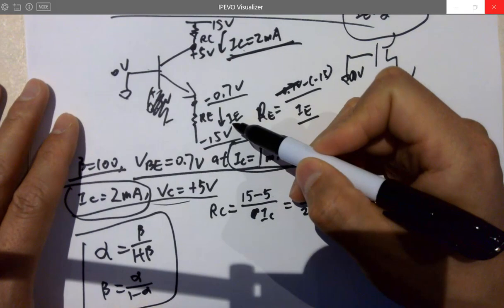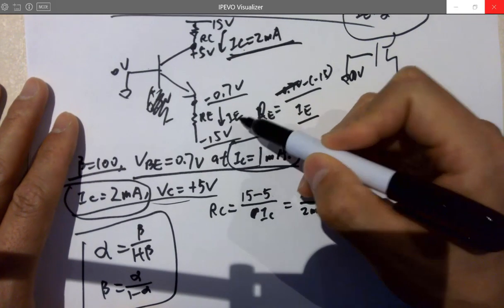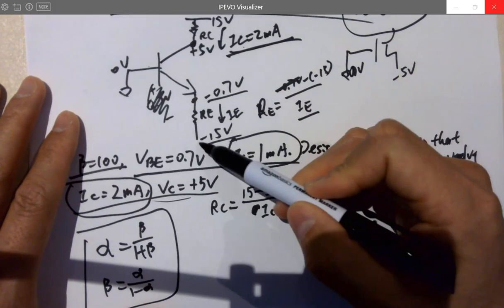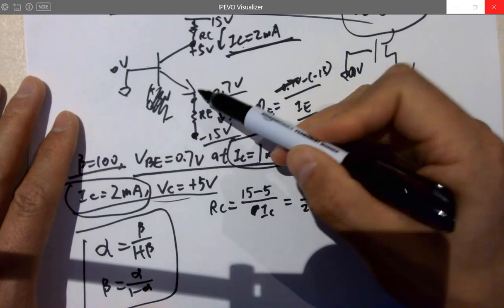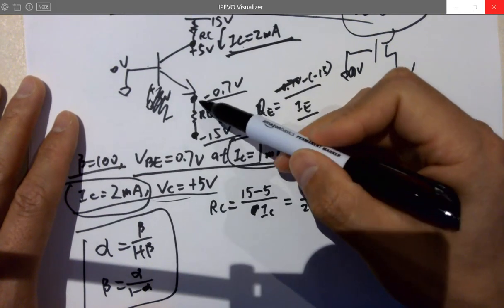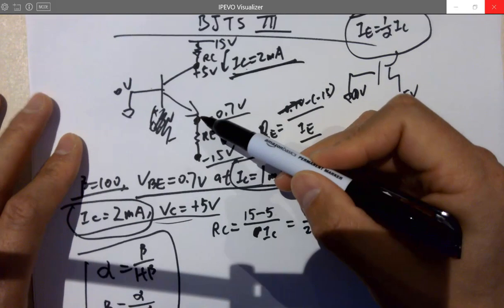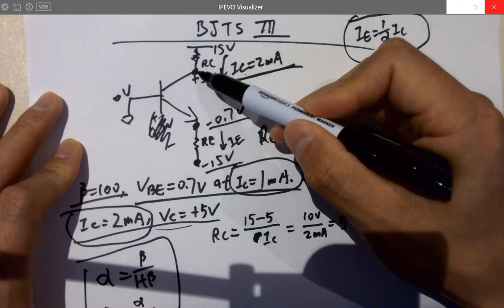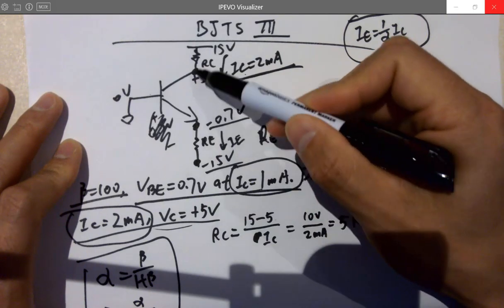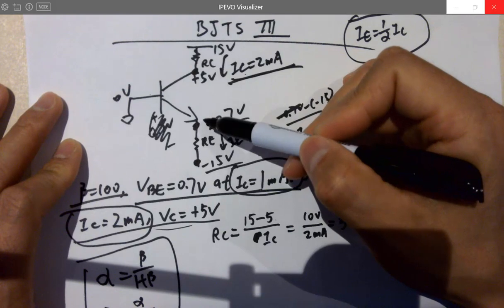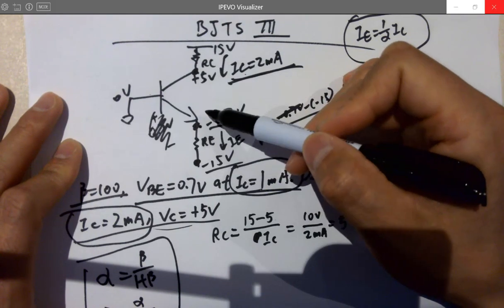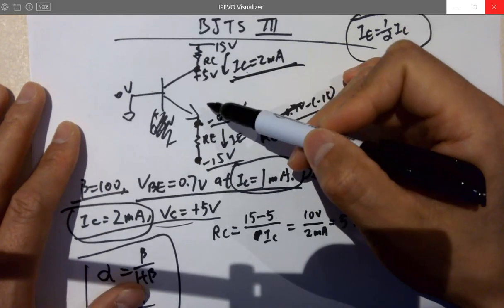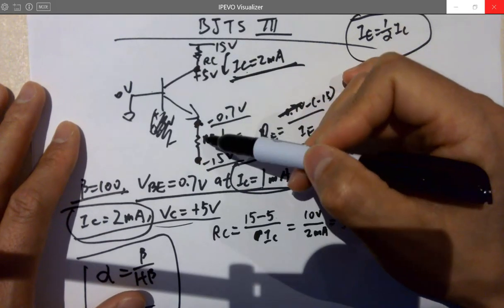Do we know IE? Yes, we know. Do we know RE? No, we don't, right? So do we know the voltage here? Yes. Do we know the voltage here? No. How can we get the voltage here? You are thinking, we know the voltage here is 15 volts, and here is 5 volts. If we know VCE, then 5 volts minus VCE, we can directly get the voltage here. Do we know VCE? No, we don't. So that's not the way to calculate this voltage.